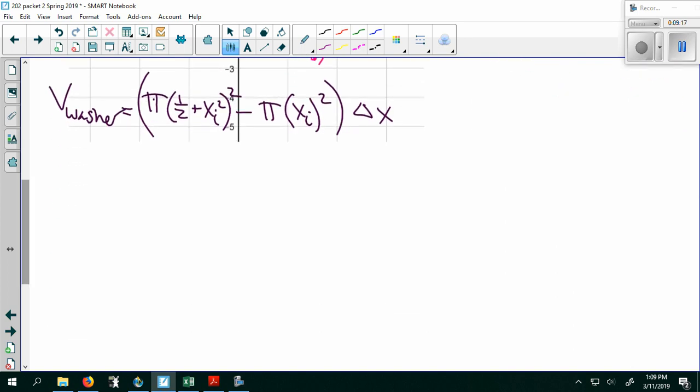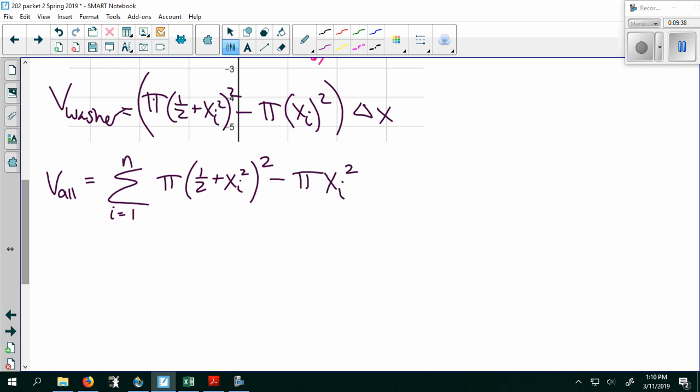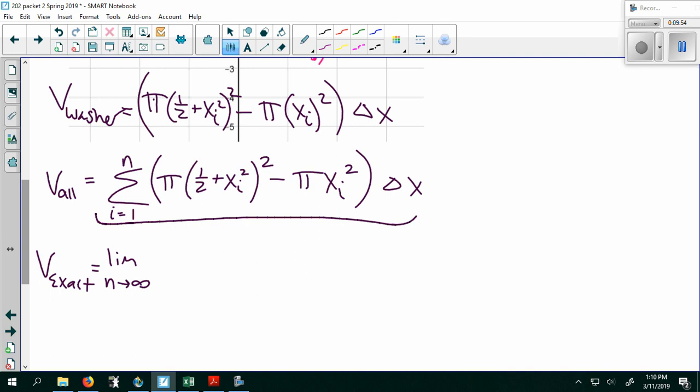Now I'm going to add up n of these things, the volume of all the washers. This is the sum of n washers, where every washer has this volume formula: pi times (1/2 plus x sub i squared) squared minus pi times x sub i squared, times delta x. Then I take the limit as n goes to infinity. That gives me the exact volume of the region.